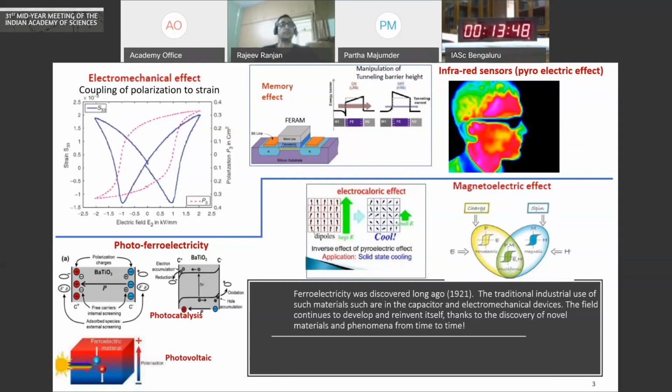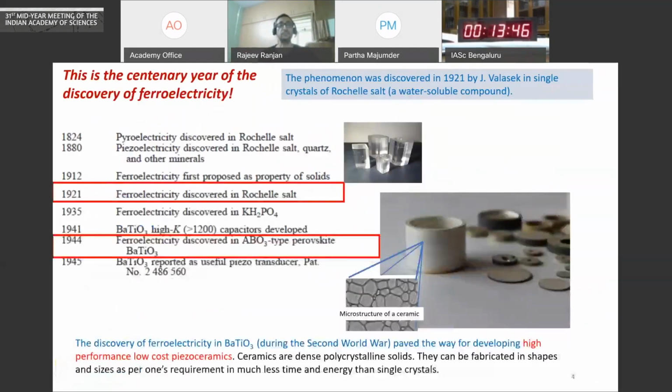This year is the centenary year of the discovery of ferroelectricity. It was discovered in 1921 by J. Valasek in a single crystal of Rochelle salt, which is a water-soluble compound.